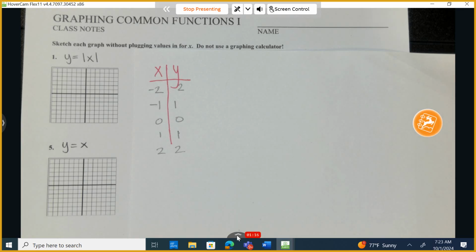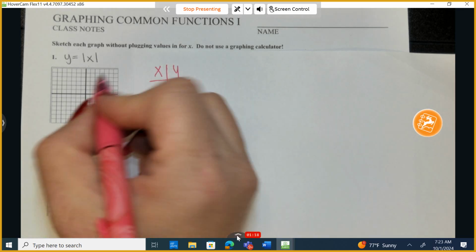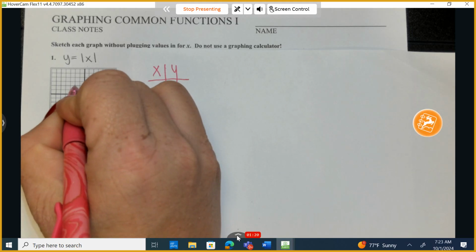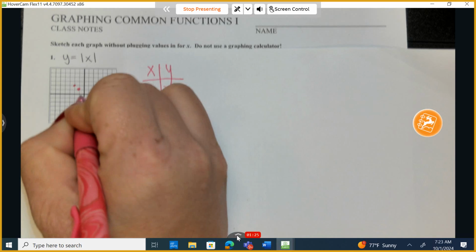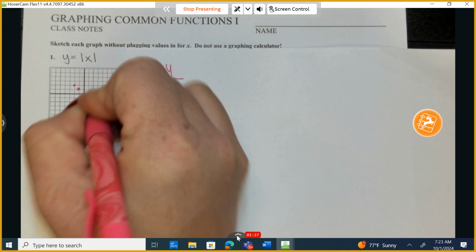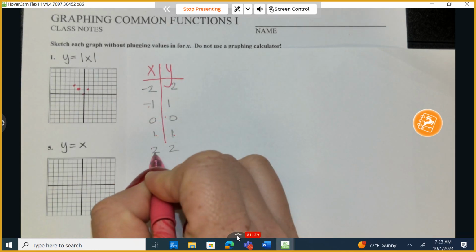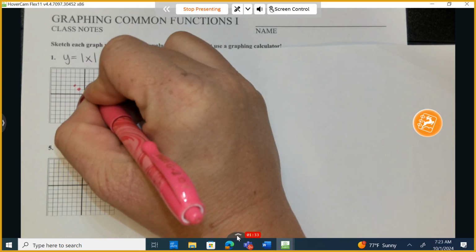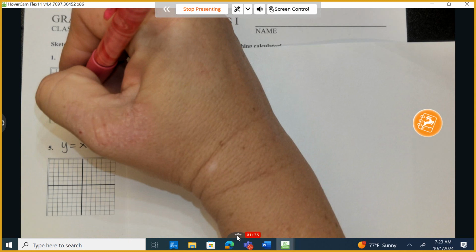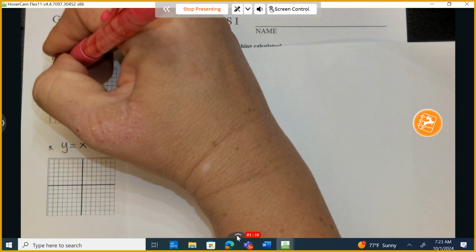Okay, so now that I have a table of values, I can quickly graph this. I'm going to go from the origin left 2 and up 2. From the origin, I'm going to go left 1 and up 1. Then I'm at the origin, going right 1 and up 1. And these are just directions. From the origin, go right 2 and up 2. And now we talked about using our ID to ensure that we have a precise, accurate graph.